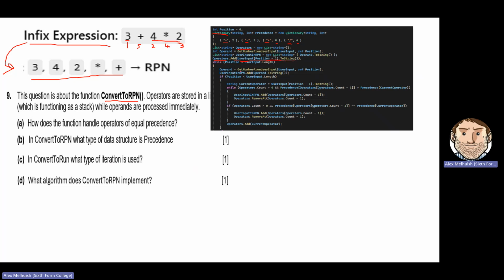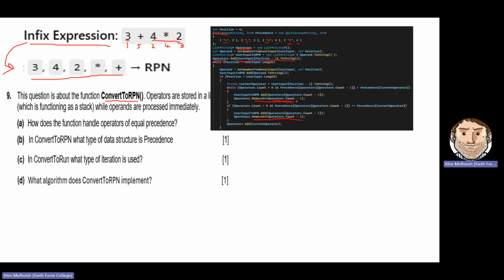And then when you look at any instances where we remove an operator from the stack, so here and here, for instance, you'll notice that we always take in the count of what's currently the number of items in the stack minus 1 to get that last index. So we're always going to be taking out the last item to be added in.